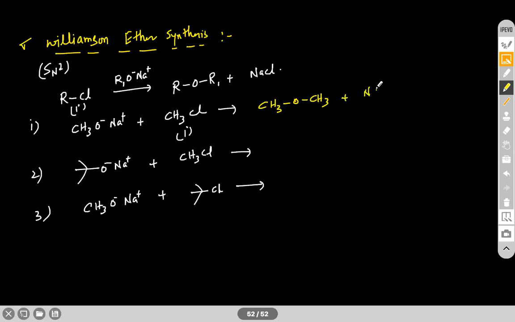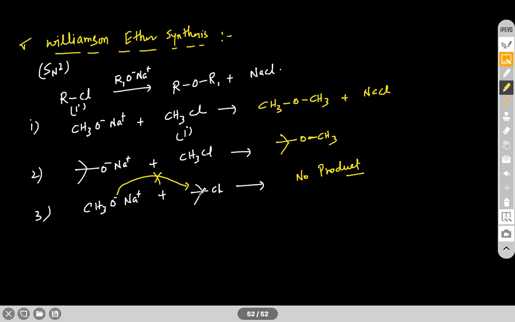plus NaCl. Here. Correct? Yes, sir. In this one? Sir, no product. Why no product? Because it is a tertiary, 3 degree alkyl halide. It is 3 degree. So the attack of nucleophile is very difficult here. This is not possible because of the methyl groups present here.